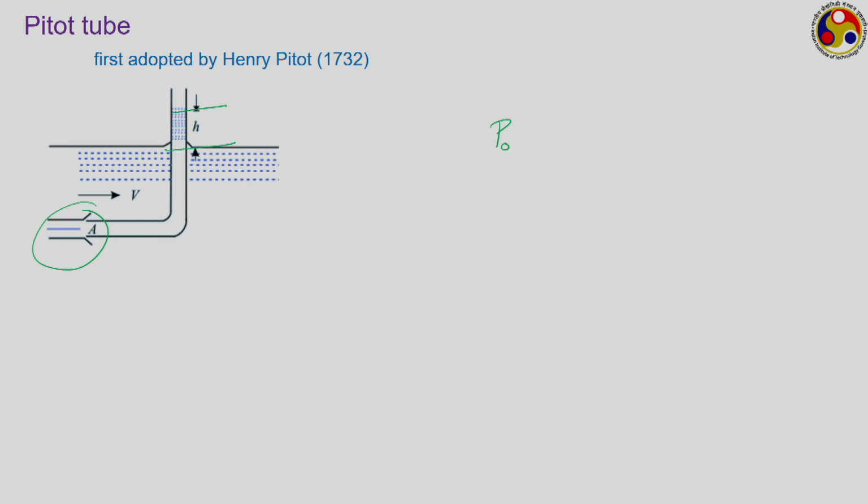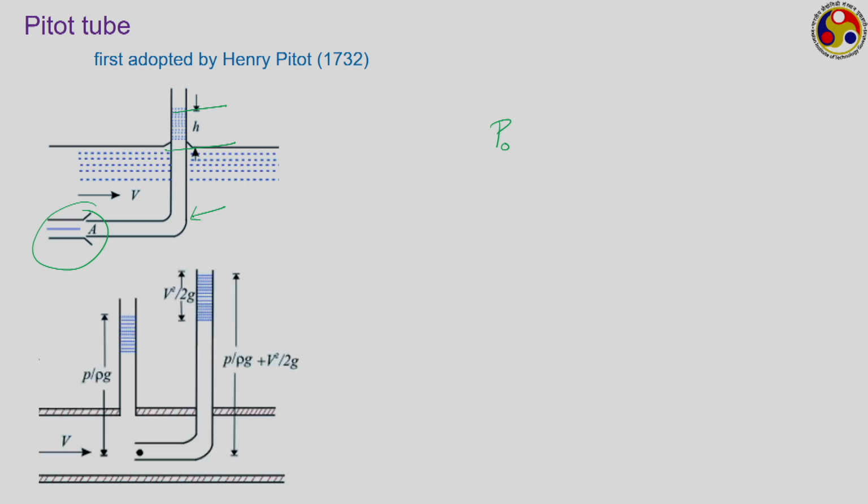But if our objective is to know the static pressure or maybe the velocity of the fluid, then we need not one but two tubes. This particular tube shown here is called the stagnation tube, and then we connect a static tube with this.